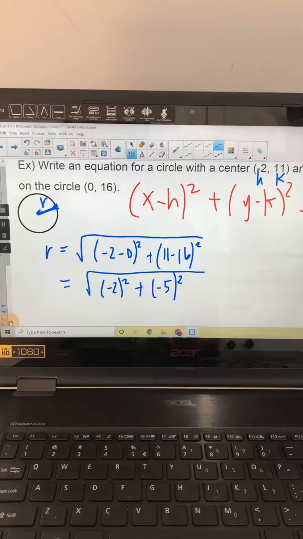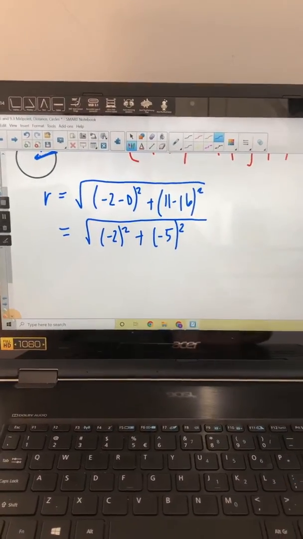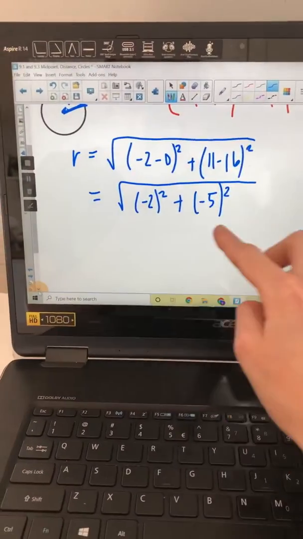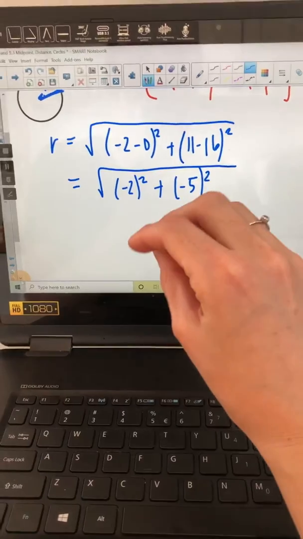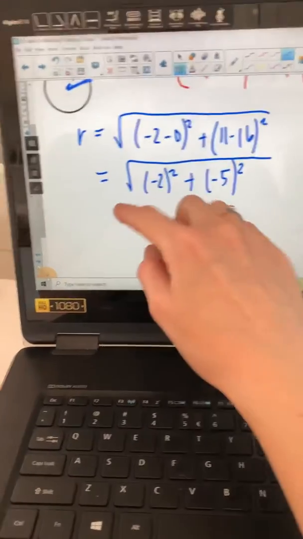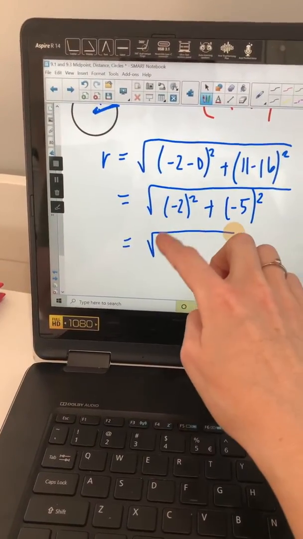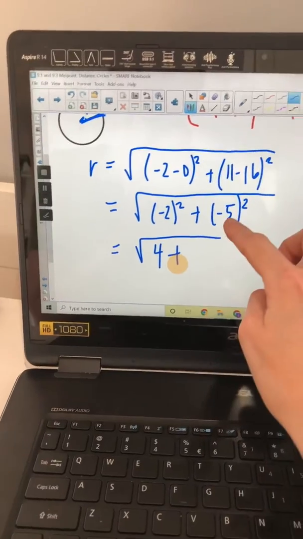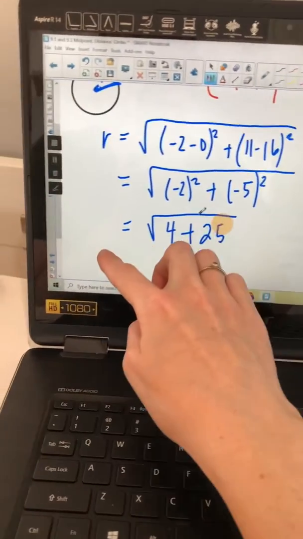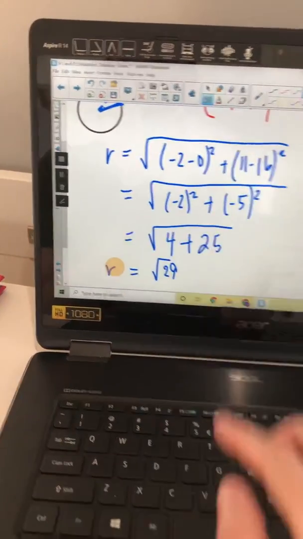And I kept the -2 and -5 in parentheses because if you type this in without the parentheses, your calculator will tell you that the answer is negative. But the answers to squares should always be positive. So (-2)^2, that's the same as 2^2, that's 4. And (-5)^2, well, that's the same as 5^2, which is 25. So we have the square root of 29 as the radius.